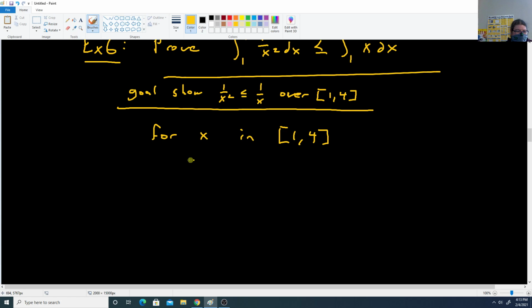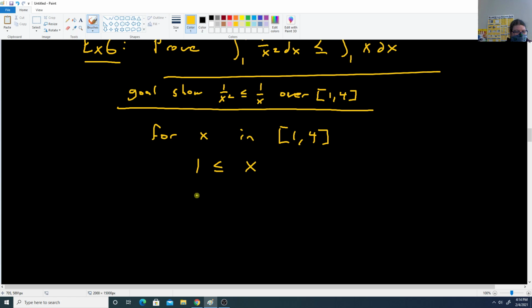Well, if x is in 1 to 4, then x is always bigger than or equal to 1. Because if you're in the interval 1 to 4, the smallest number you can be is 1, the biggest number you can be is 4, and all the numbers from 1 up to 4 are bigger than 1, or if you're 1 itself, you're equal to 1.